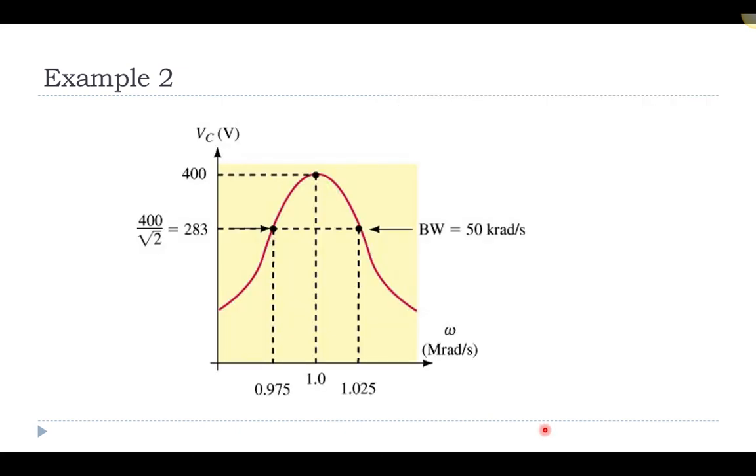So here is my response curve and what it would look like. There is the maximum voltage, which is 400 volts, because that is when all of the current goes through that resistor, so I'm going to have the largest voltage. And then at the lower half-power frequency, the voltage should be basically the maximum voltage over the square root of 2, and I also get a value on the other side, and I have a bandwidth of 50 kilorads. So this axis is in megarads per second.